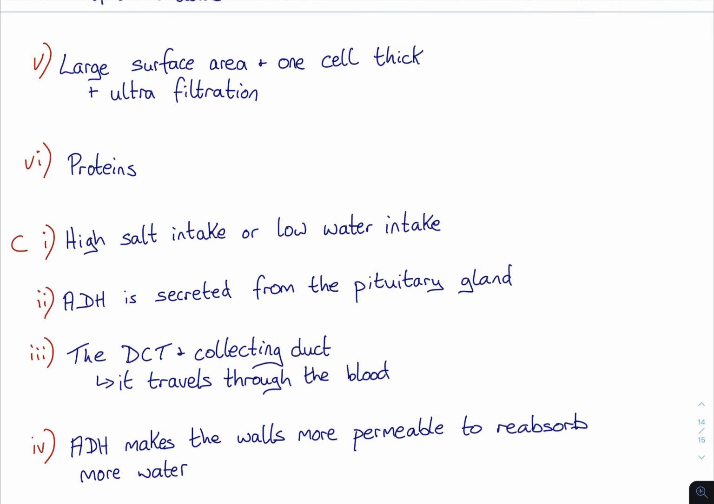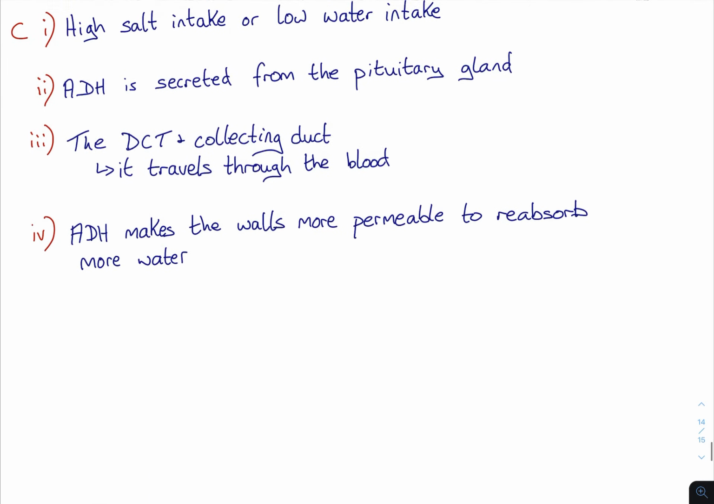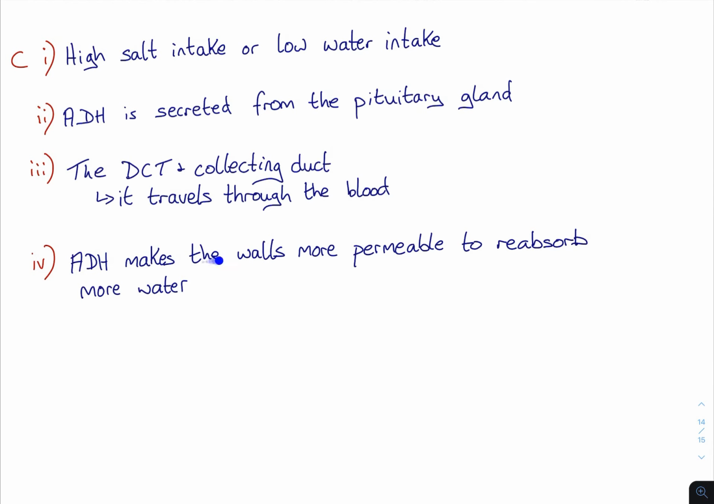Part 3. Give a precise target area for this hormone. So we've discussed this before. That is the collecting duct or the DCT. And how does the hormone reach the target area? Like any other hormone, by the blood. Explain the role of this hormone on the target area. So what does it do? It simply makes the walls of the DCT, the collecting duct, you've mentioned them already, more permeable to reabsorb more water, which means less urine being produced.